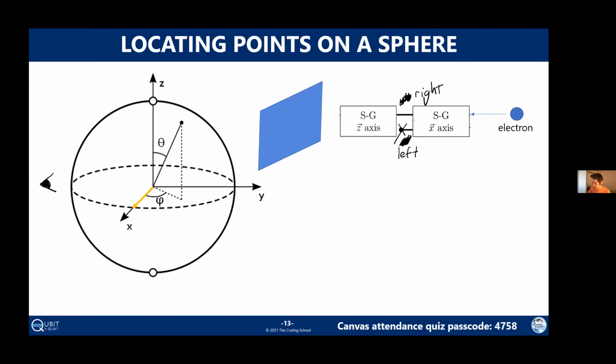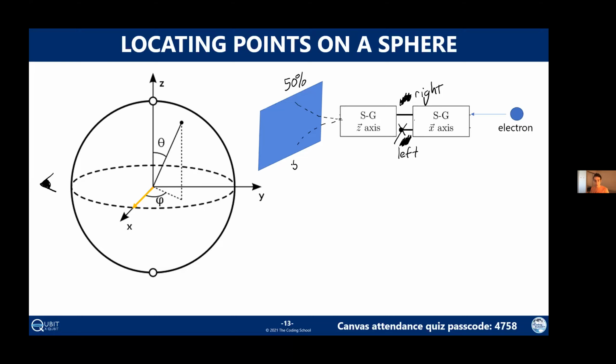So we'll keep all of the ones that go to the right, and then we'll pass those through a z-axis measurement. Now, what you should have found on the homework problem is that when you do this setup, you still get 50-50 going up and going down. Okay, so why is that?